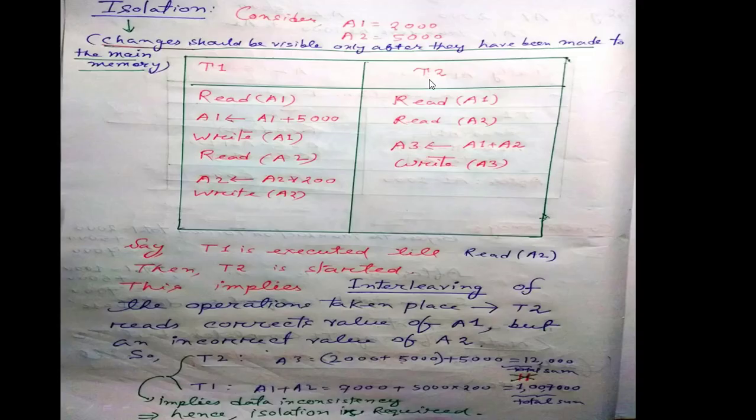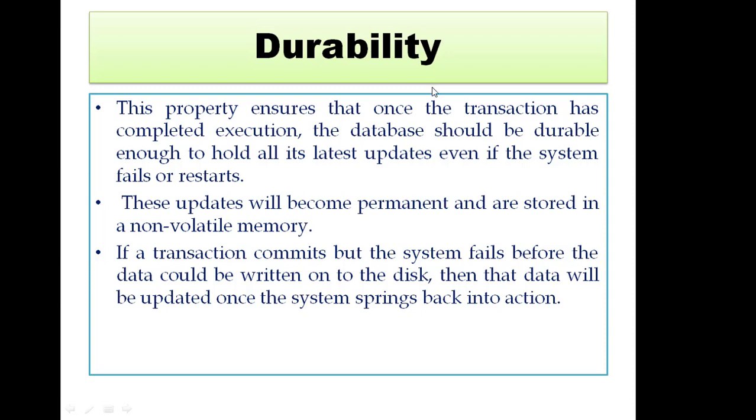Now coming to the durability property. This means that once the transaction has completed execution, the database should be durable enough to hold all the latest updates even if the system fails or restarts. What exactly does it mean? It means that if the system fails due to some reason or restarts, the updates will still be permanent as they are stored in some non-volatile memory.